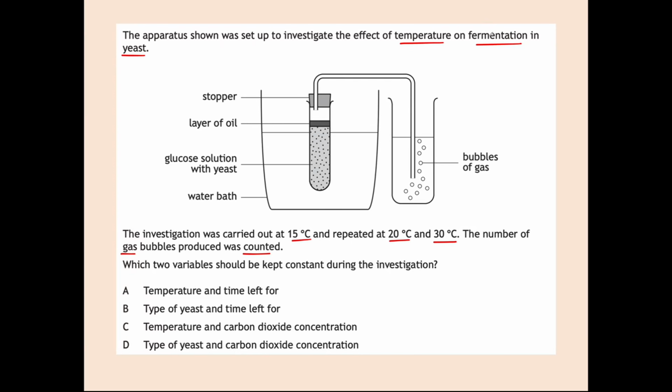Sometimes when we can, like how else would you measure fermentation other than to count maybe the gas released by the organism or whatever? So it's an indirect measurement, it's not a direct measurement. And we'll talk more about that actually when we look at the scientific literacy questions in a different video. So which two variables, to keep us on track here, which two variables should be kept constant during the investigation?